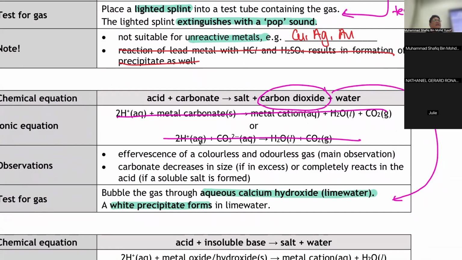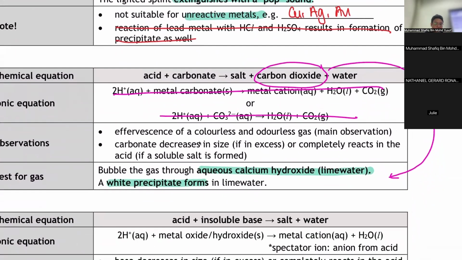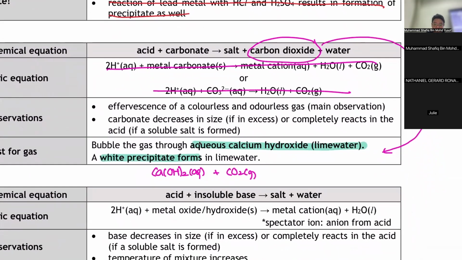Now, this one, you all need to know the equation. So this one, I will write for you. Calcium hydroxide, which is the lime water, will react with the carbon dioxide. The white PPT, everyone please know, is calcium carbonate. So this is the equation. This is the white PPT. This one you all need to know by right.